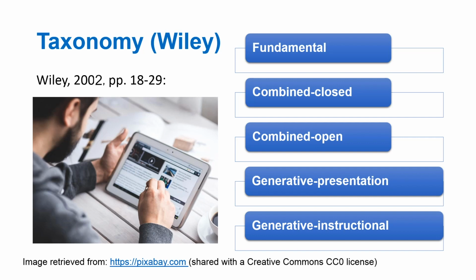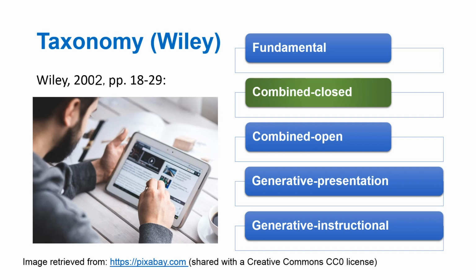Wiley provides a taxonomy of 5 different types of learning objects as follows. I'll quickly go through this list, providing examples that have been provided by Wiley, keeping in mind that you may also consider other ways that learning objects can be defined or categorized. Fundamental refers to an individual resource that isn't combined with others. The example that's given is a JPEG image.